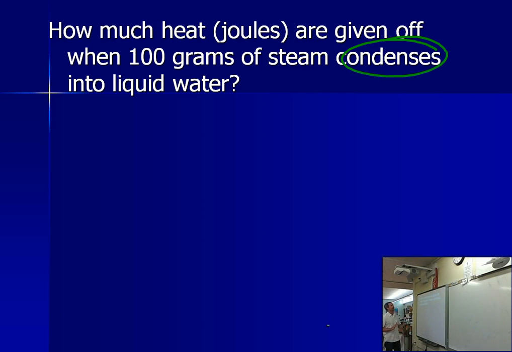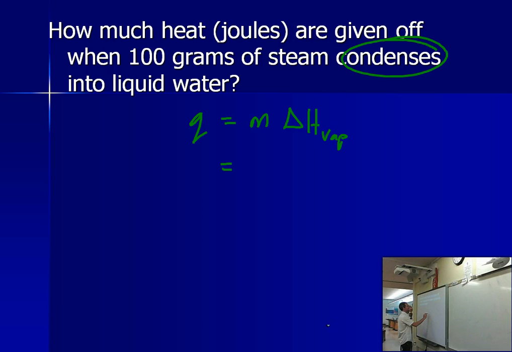So I need to recognize now, is this at the solid-liquid interface or is this at the liquid-gas interface? Condensation is when a gas becomes a liquid. So I need Q is equal to m delta H of vap, or vaporization. So that was the hard part. The easy part now is plugging in the numbers.